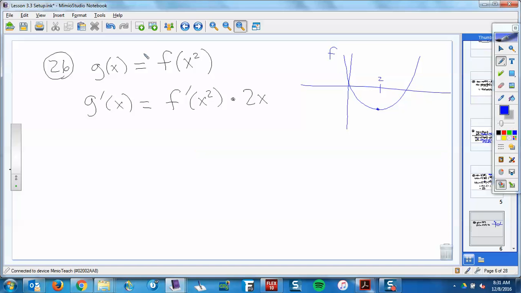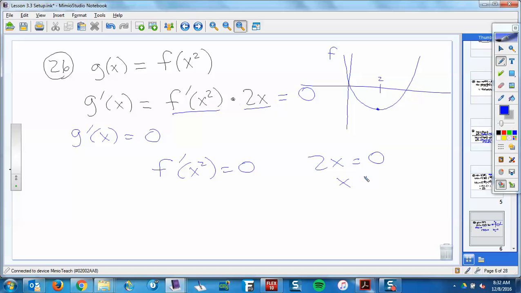They tell you g of x is this, so g prime is this. Everybody go with that? You have the derivative of the outside, f prime, leave the x squared alone, times the derivative of the inside, 2x. In 26, they ask, where is g prime equal to 0? We're going to need this on 31 in a minute, which gets a little tricky. Where does this equal 0? Either where one of those two is 0. So, where is f prime of x squared equal to 0? And then where is 2x equal to 0? That one's easy, when x is 0, right?